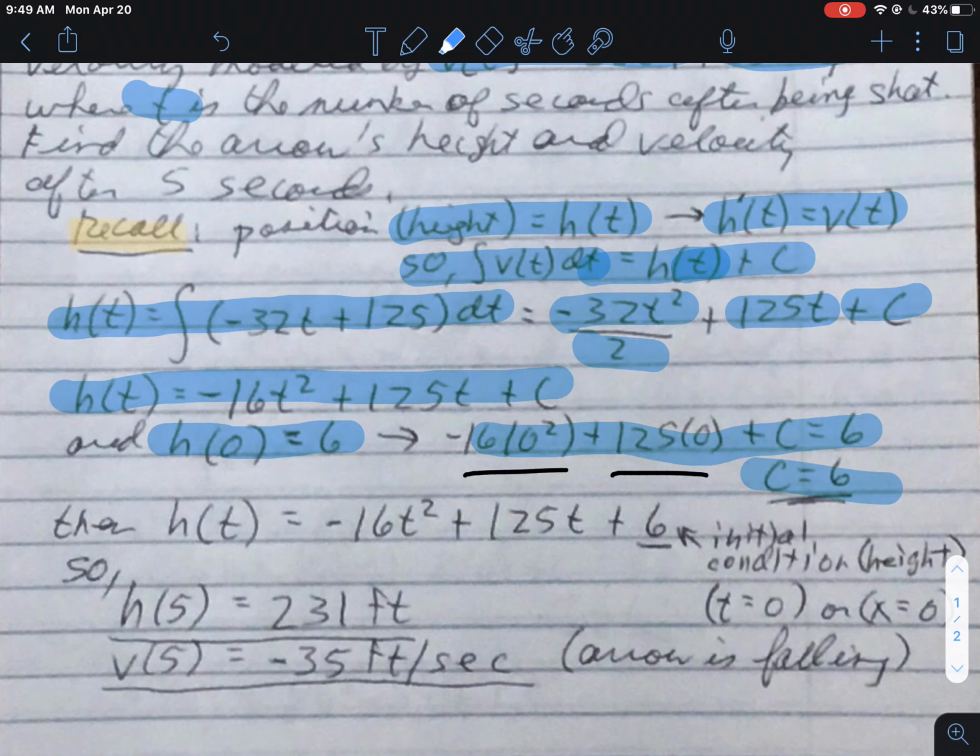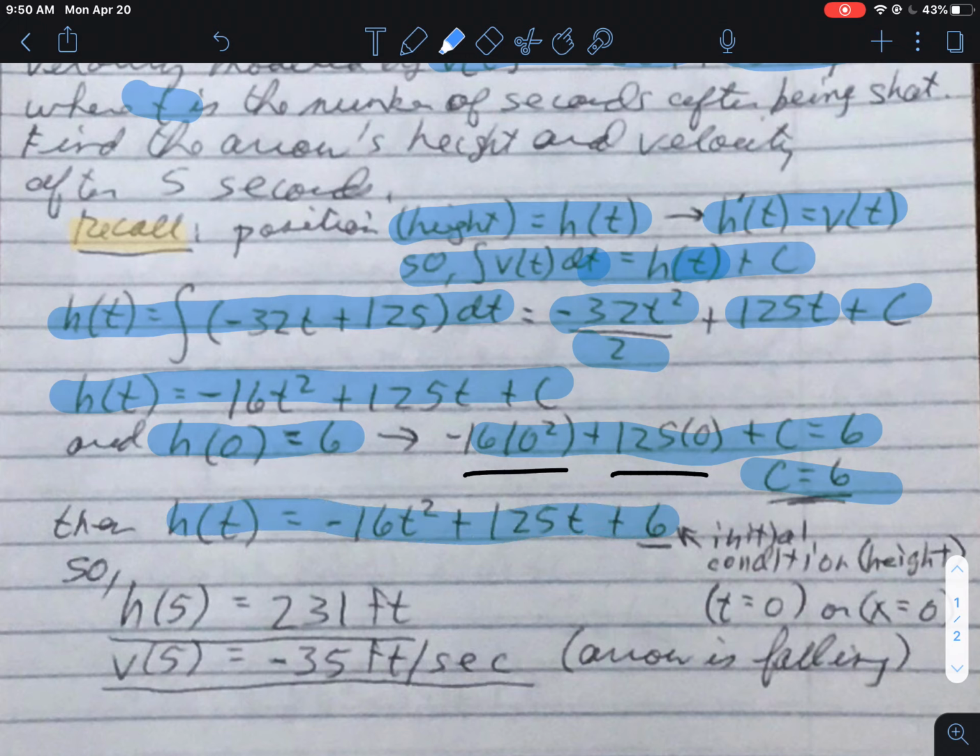And then we can evaluate each of those functions. Answering the question is the easy part. You just have to use your antiderivative process to find the height function. So the height after 5 seconds, h of 5, is 231 feet if you plug 5 into that height function.